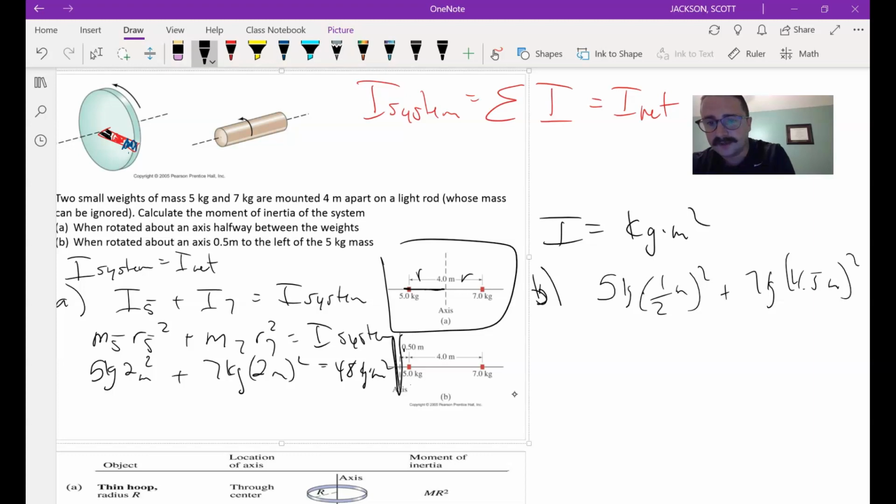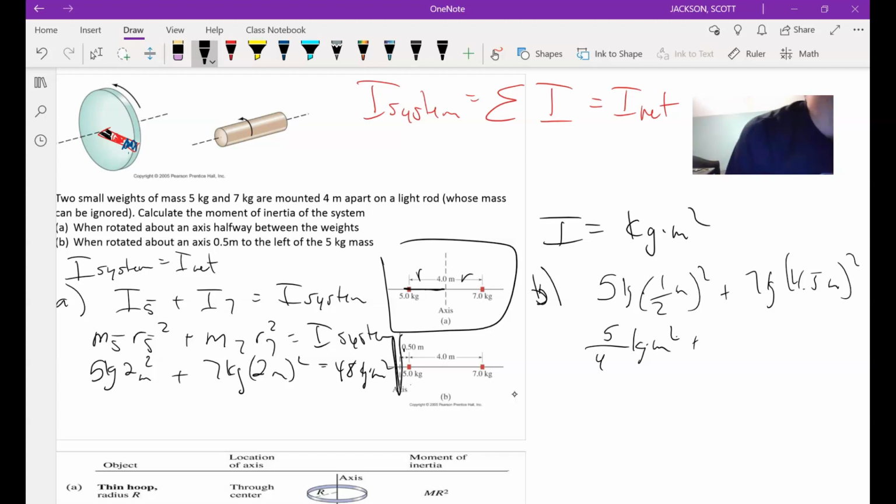So with this one, we're going to look at 5 times 1/4, so 5 over 4 kilograms times meters squared plus 7 times 4.5 squared. I have a calculator present, and that is 140. I'm just going to round, 142. So this is much larger. B has way more, 142 plus something versus 48.